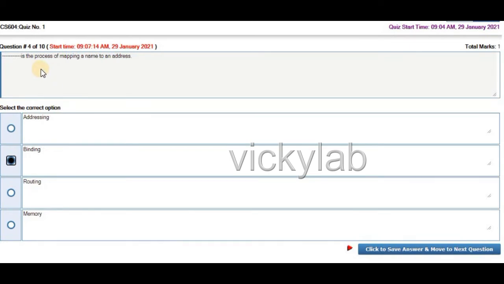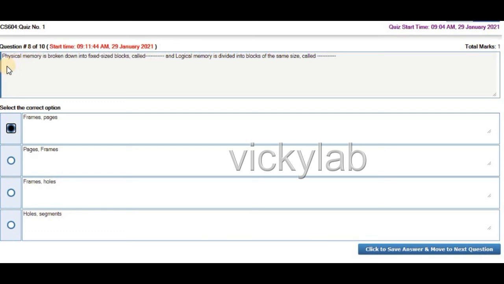Dash is the process of mapping a name to an address: binding. A state is safe if the system can allocate resources to each process in some order and still avoid a deadlock. ये भी second time आ गया क्वेश्चन। If the system can allocate resources to each process in some order and still avoid a deadlock, then it is said to be in a safe state.